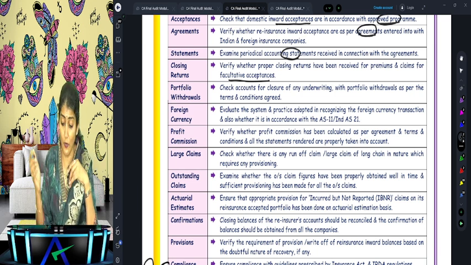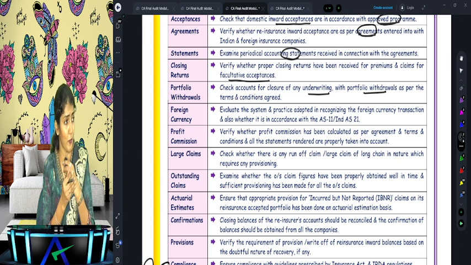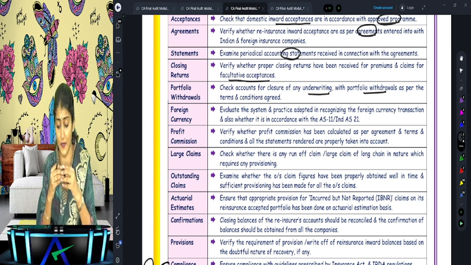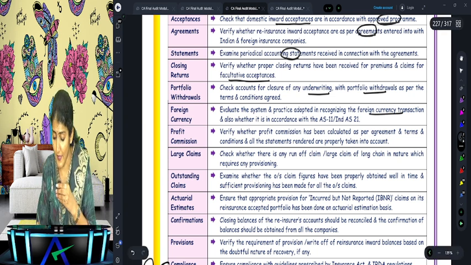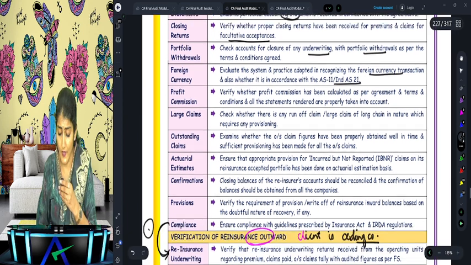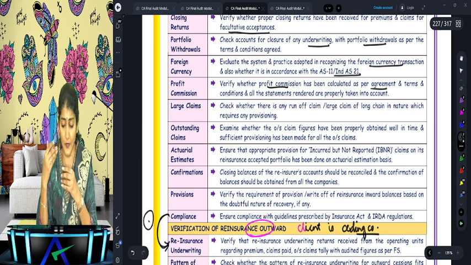Then check accounts for closure of any underwriting portfolio withdrawals. Did I tell you about portfolio withdrawal? Okay, last year they had got 30% reinsured. This year getting only 20% reinsured. Then what does it say? In case of foreign currency transaction, check compliance with the AS 11 or the Ind AS 21. Then the profit commission, has it been calculated as per the agreement?